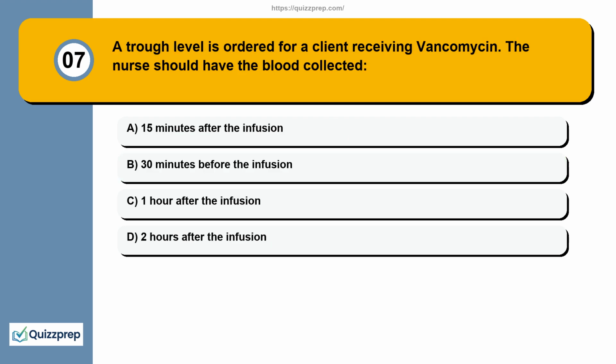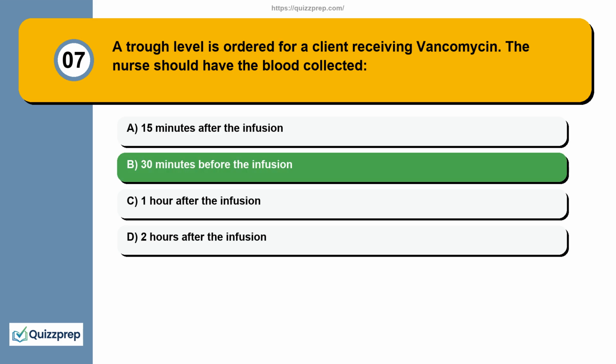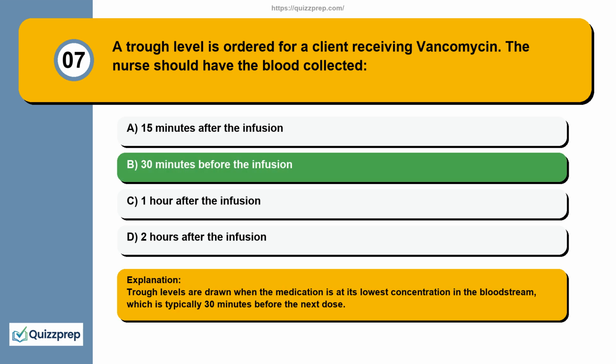Question 7. A trough level is ordered for a client receiving vancomycin. The nurse should have the blood collected 15 minutes after the infusion, 30 minutes before the infusion, 1 hour after the infusion, 2 hours after the infusion. Trough levels are drawn when the medication is at its lowest concentration in the bloodstream, which is typically 30 minutes before the next dose.